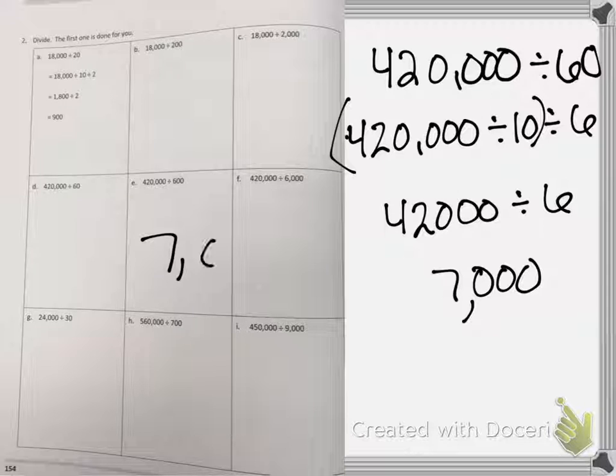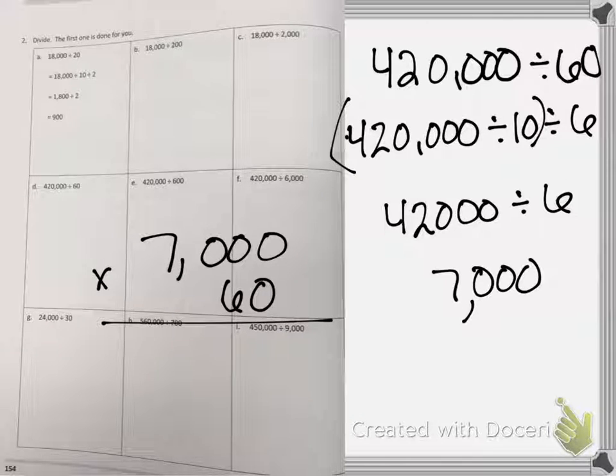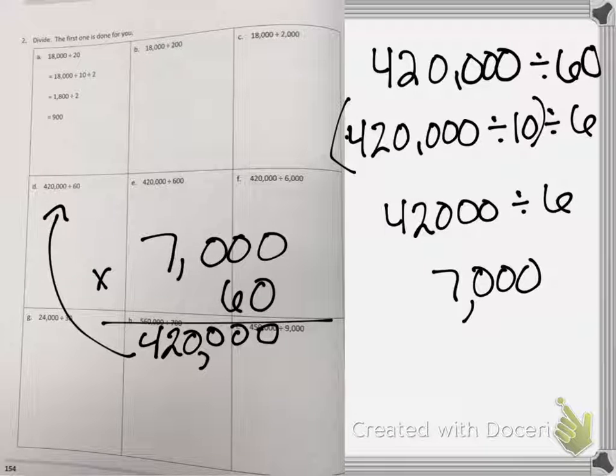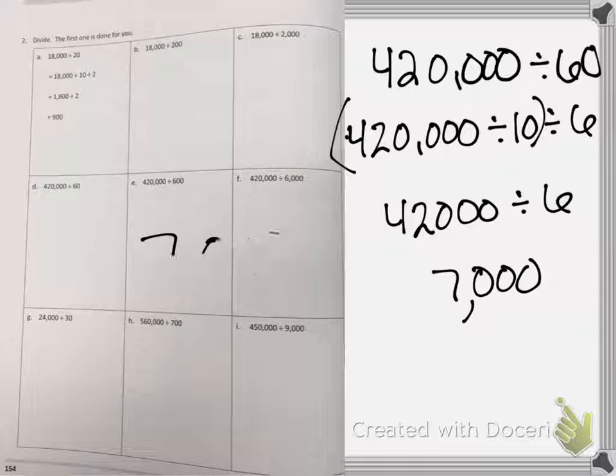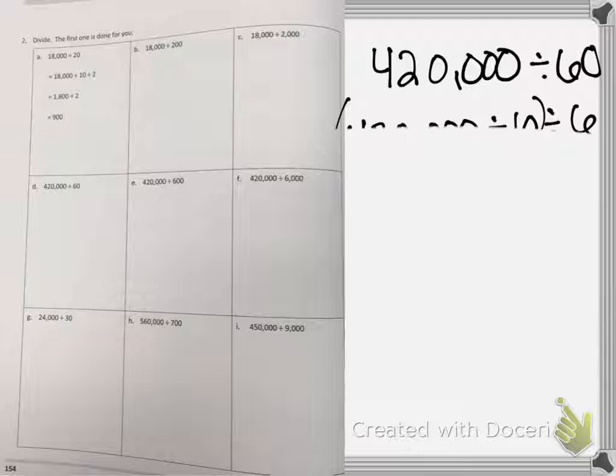Let's check our work. So this time, let's make sure I check it correctly. We should be multiplying the quotient by the divisor to get the dividend. 60 times 7,000. I'm just going to put a place value there. 3 zeros. 6 times 7 is 42. 420,000, 420,000. All right, so we do quotient times divisor to get dividend. And when we divide, we get dividend divided by divisor. It gives us quotient. So that first one is 420,000. 7,000 is the answer. Sorry about that.